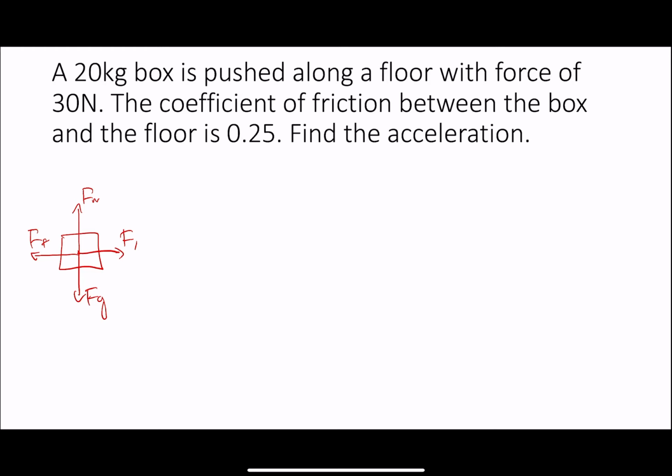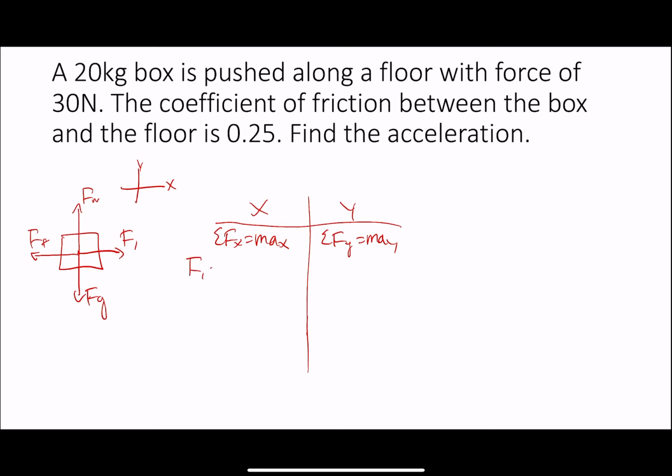Let's set up our coordinate system and then our t-chart. X, Y. Sum of the forces, X equals MAX. Sum of the forces, Y equals MAY. Great. What forces are in the x direction? Well, we have F1 is causing us to move forward, but frictional force is causing us to move backwards, so we're going to make it negative. That's equal to MAX. Fn is moving us upwards, but Fg wants us to move downwards, and that's going to be equal to MAY.